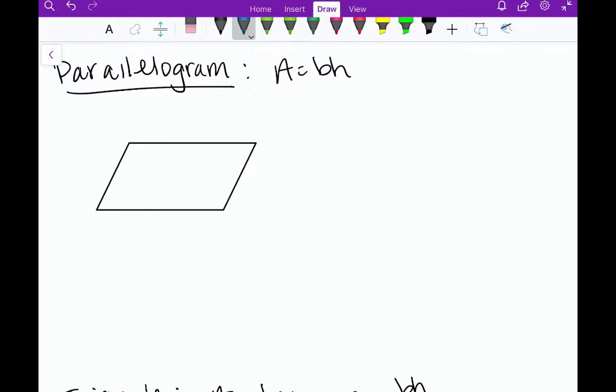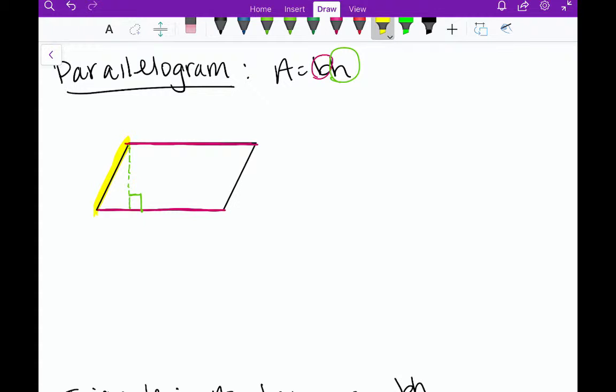All right, so for a parallelogram, it is also base times height, but we need to make sure we understand what that means. So the base is this side, these would be your bases, and your height is going to be the distance between the two bases, but it has to be a perpendicular line. So this side of the parallelogram is not my height because it is not perpendicular.